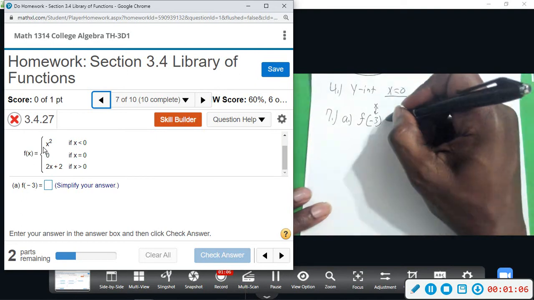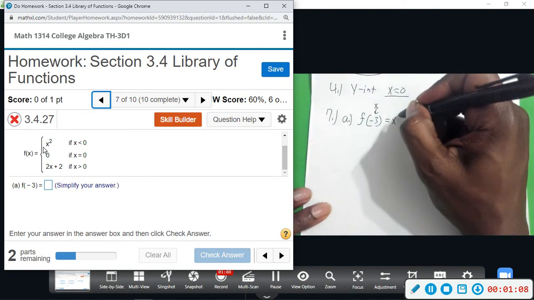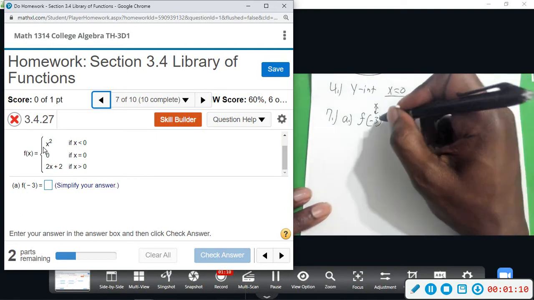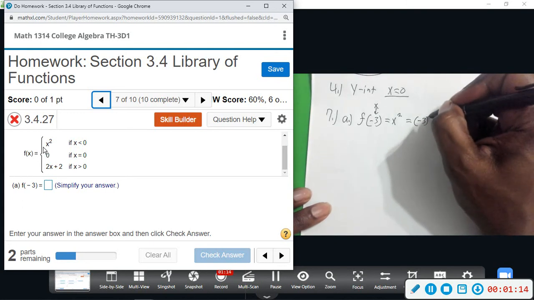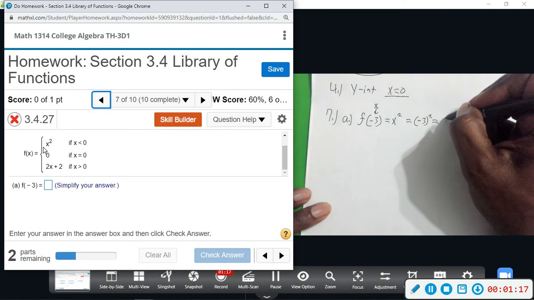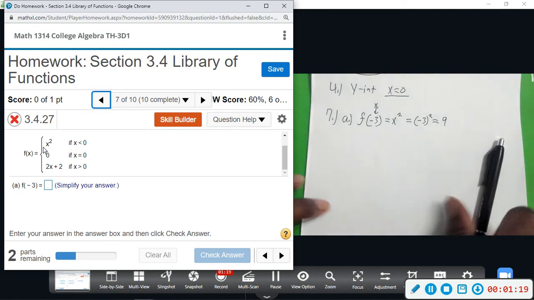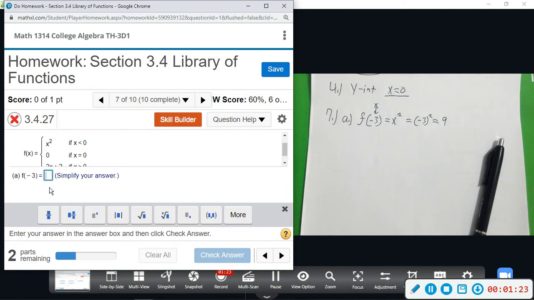So in here, I'm going to be using the x squared equation. So when I replace x with the negative 3, that means I'm doing negative 3 squared, and that gives us a positive 9. Okay, so here is just looking at the notation and plugging it into the right piece of the function. So we get a positive 9.